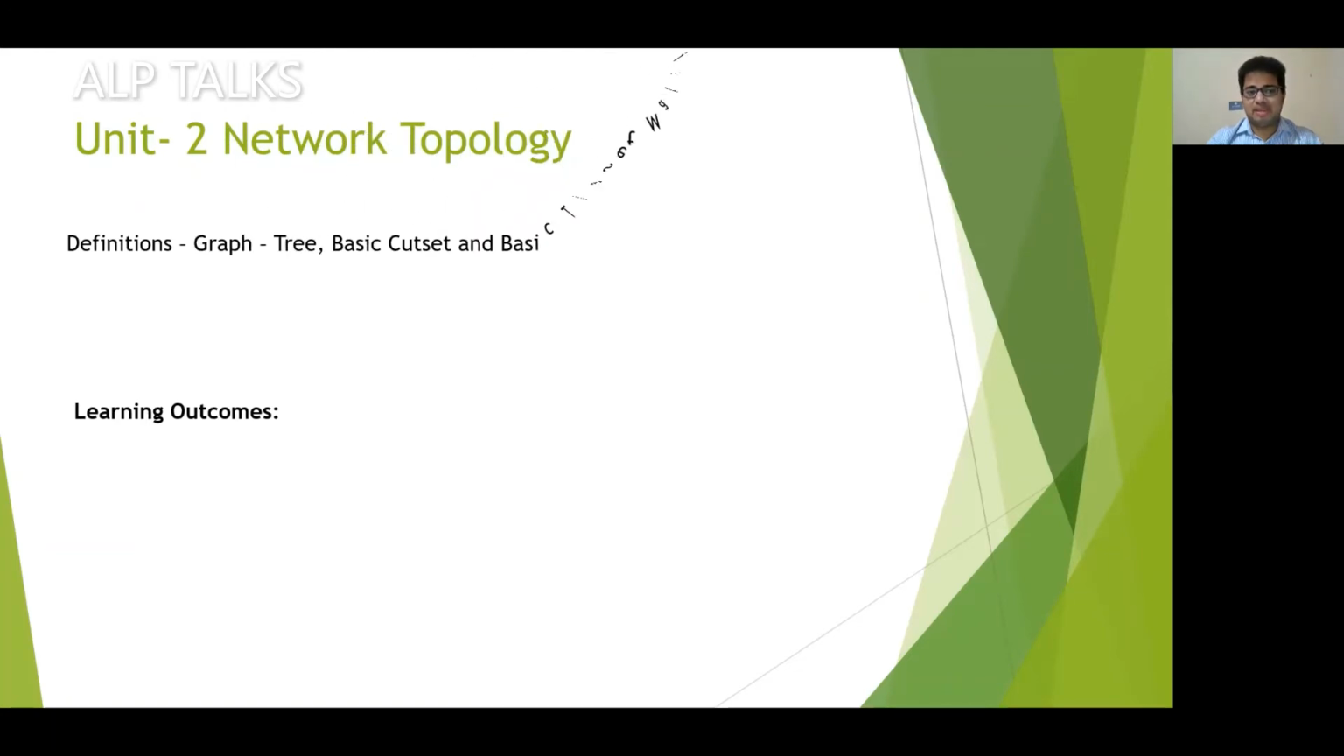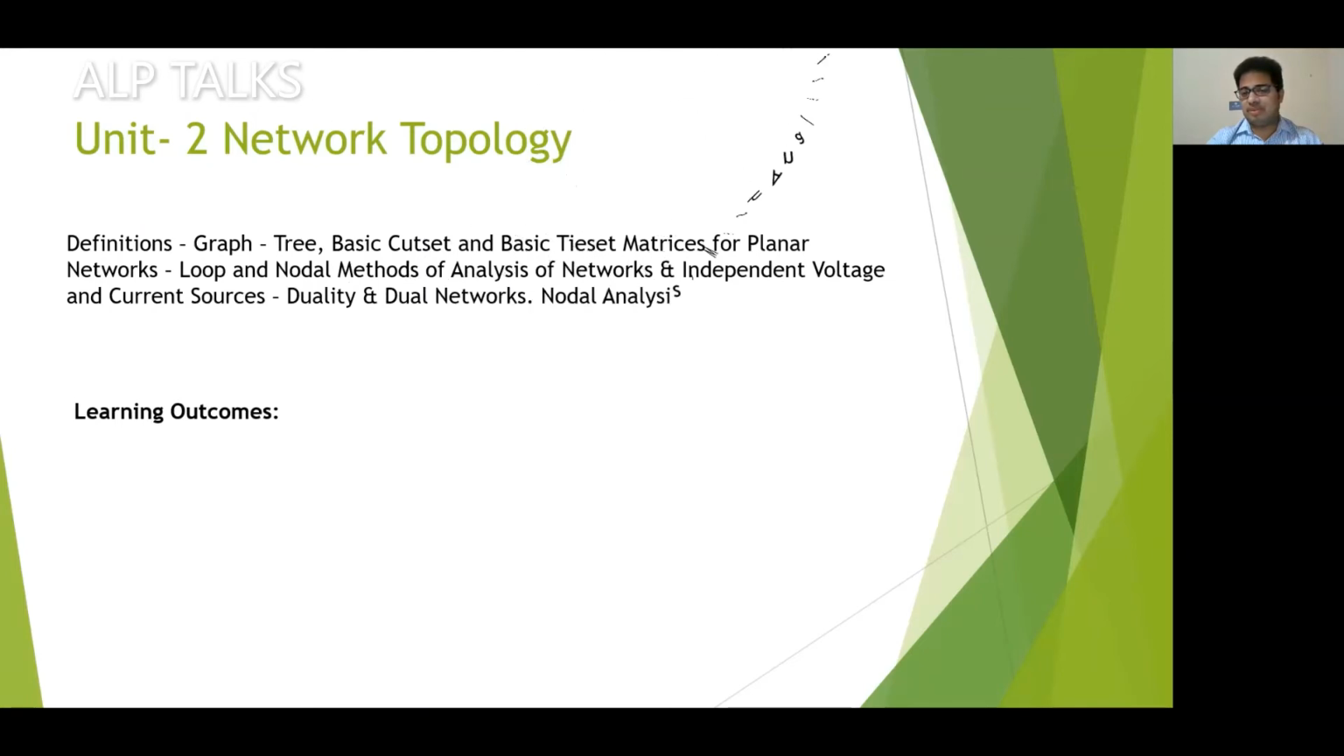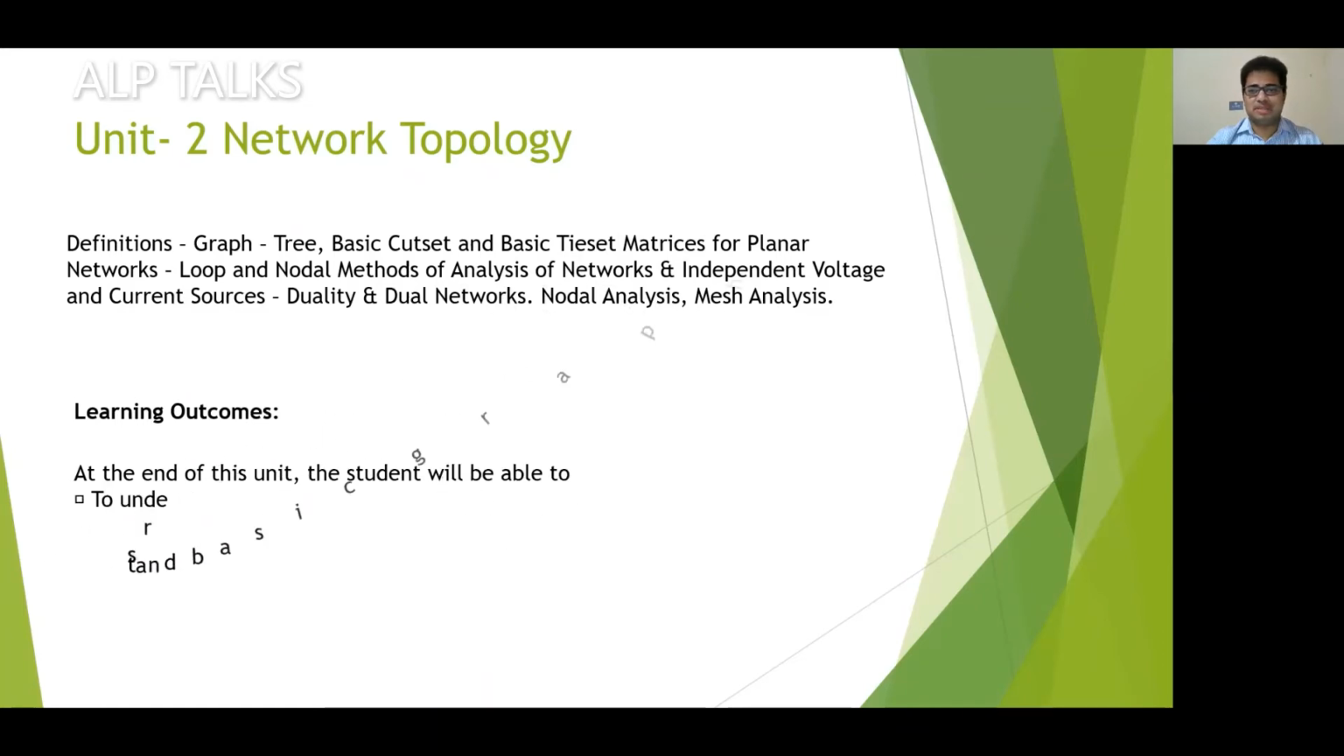So let's go to the second unit. The second unit is network topology. In this, what we are going to discuss: definitions, graph, tree, basic cut set, and basic tie set matrices for planar networks, loop and nodal methods of analysis of a network, independent voltage and current sources, duality and dual networks, nodal analysis, mesh analysis. These things generally we are going to discuss in this second unit.